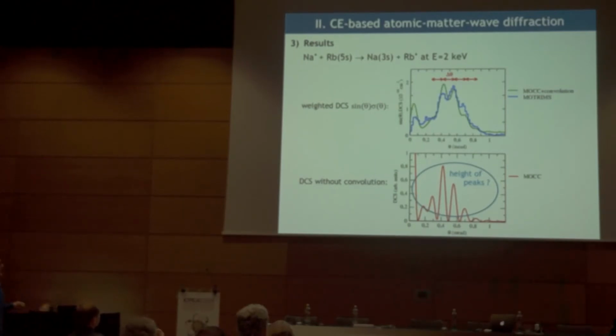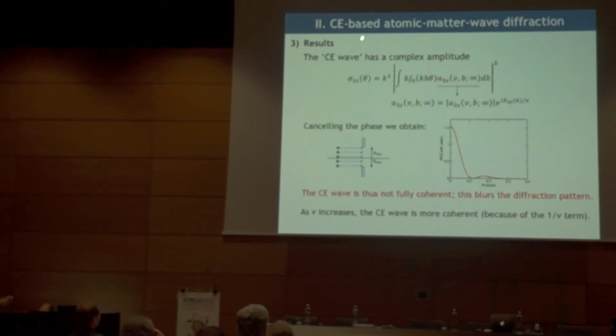So to understand what happens, we have to realize that the C wave that is written here is a complex number with a phase which depends on b for a given velocity v. So if I cancel within this expression the phase, I obtain a typical diffraction spectrum. So what happens, in fact, is that the C wave is not fully coherent as a function of b.